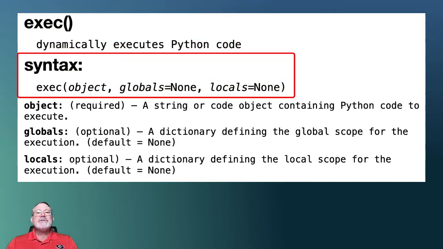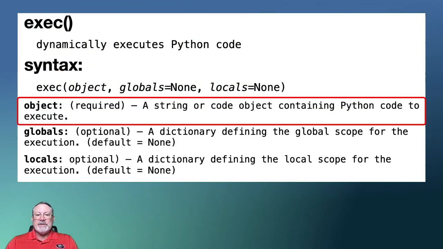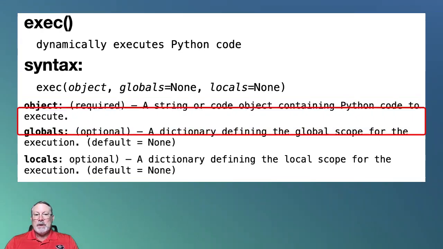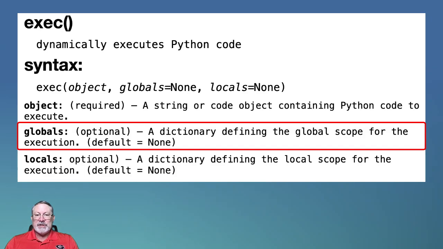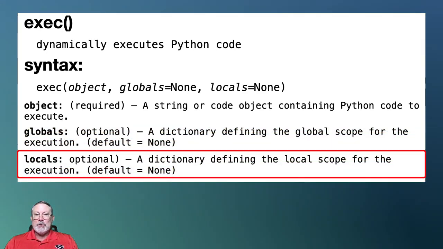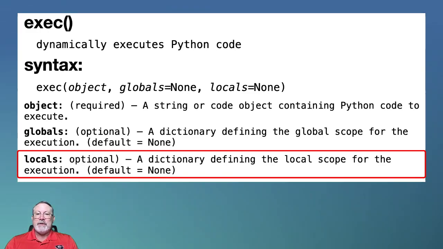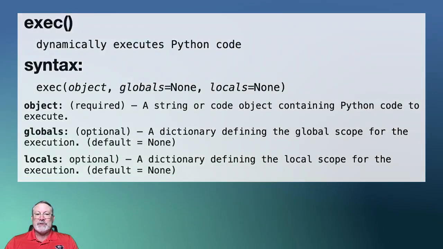Here's the syntax. The object argument is a string or code object containing Python code to execute. Globals is an optional dictionary defining the global scope for the execution. And locals provides an optional dictionary defining the local scope for the execution.